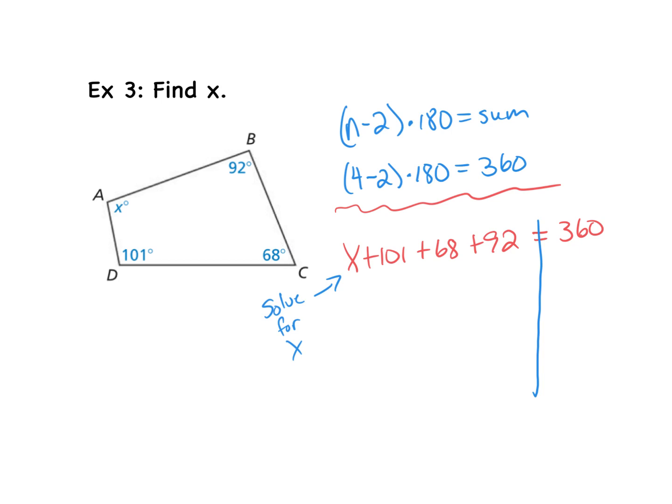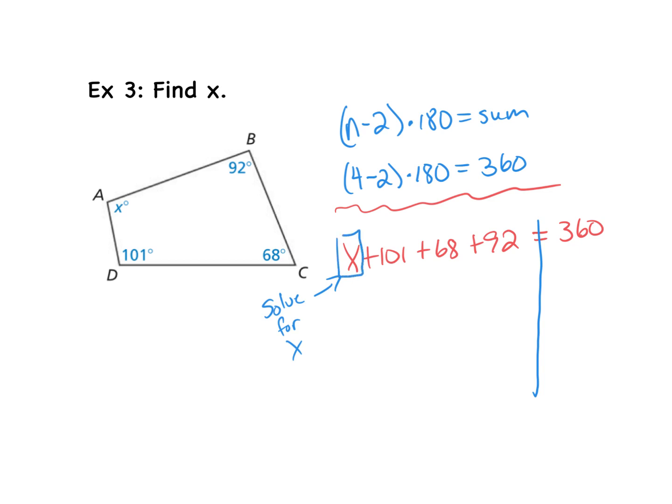So what is my first step here, Noah, to solve for x? Add up all the numbers that are not x. Okay, what do we call that? Do you remember? Anybody remember what that's called? When we add up all those numbers that are alike? Combining like terms. Combining like terms, okay?